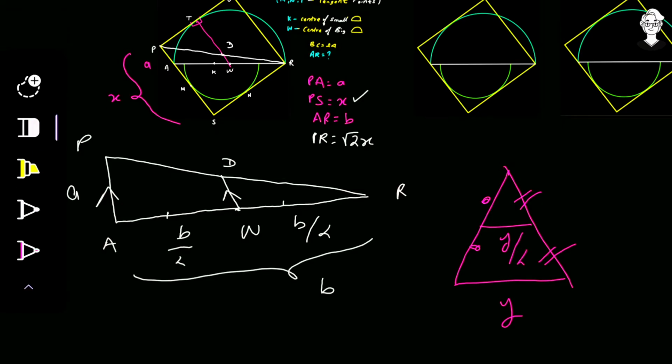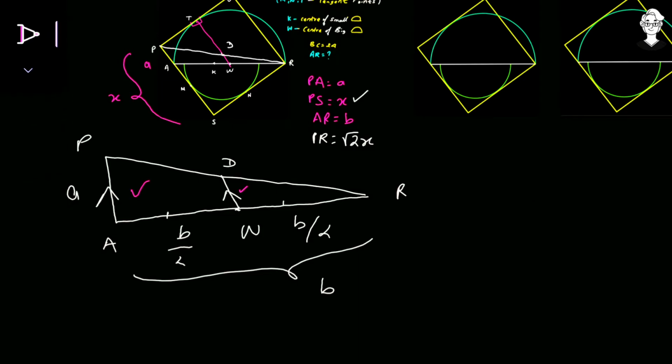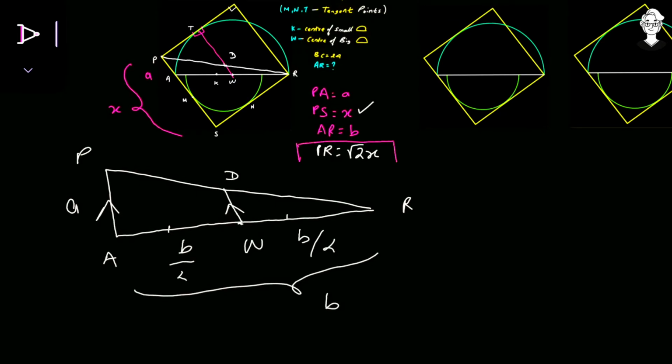So here also I can observe the same criteria. That line, DW, is parallel to the base. It's bisecting one of the sides exactly, so it's going to bisect the other side, that is PR, in two equal parts. Now according to the diagram, PR is root 2 times x. As it has been bisected at point D, PD would be root 2 times x upon 2, and DR is also going to be root 2 times x upon 2, where x is the variable. This is the length of PD and DR.